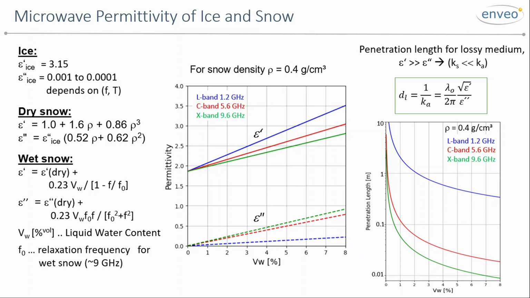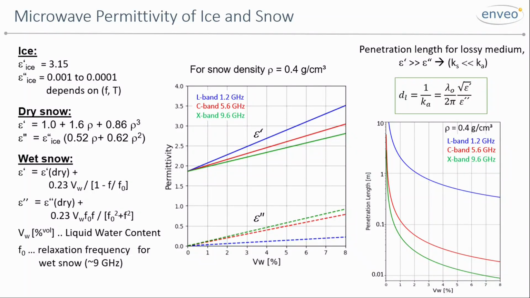For the absorption part, actually, it is also quite small. It depends in principle on the ice, so it's super small for the ice itself. And then, of course, we have also a correction term for the density, because this is the packing of the ice crystals. So the denser it is, it increases slightly.